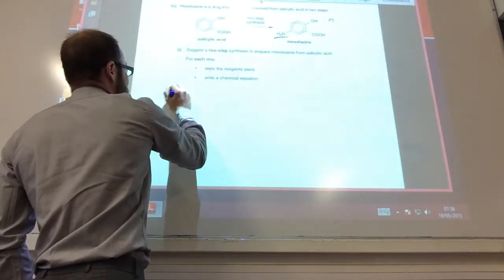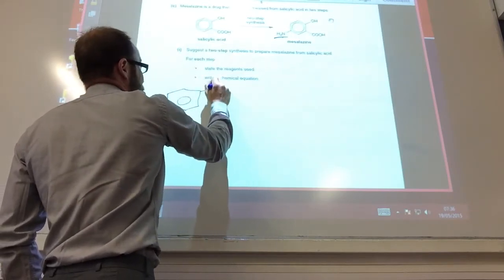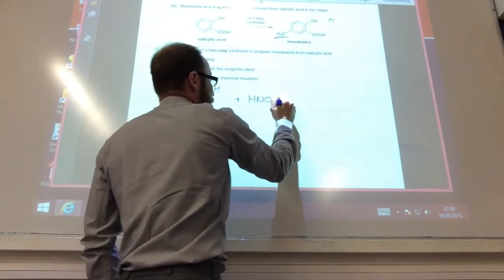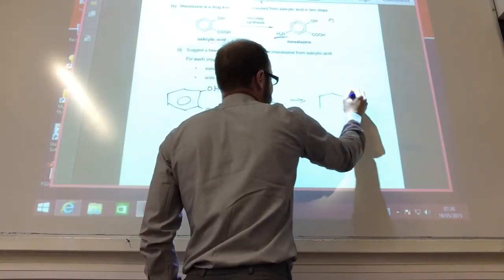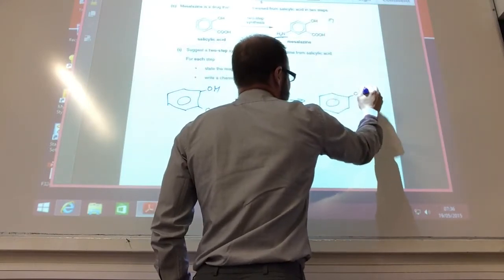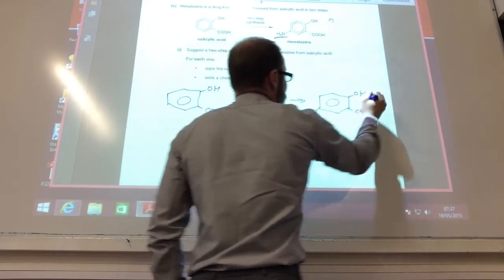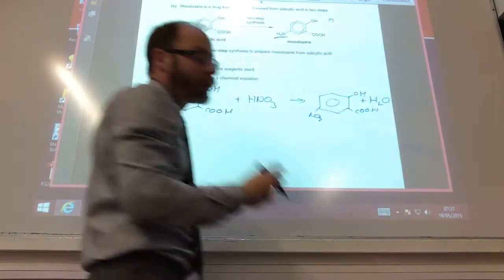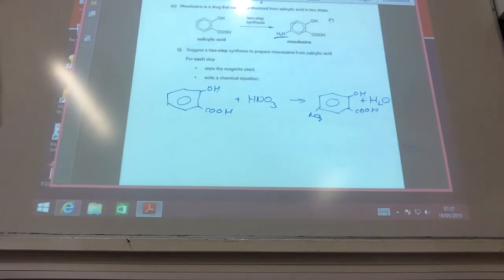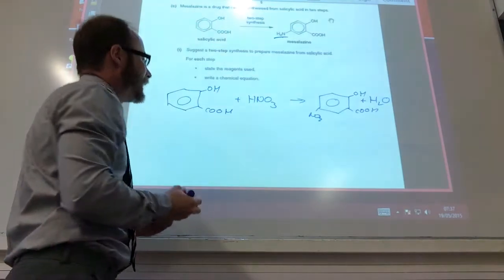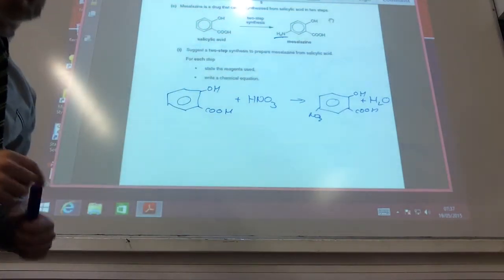The first thing I'm going to do is I'm going to take my salicylic acid, and I'm going to add to it nitric acid. That would introduce the nitro group like so, and I also make water for that. General conditions for that, normally you don't need sulfuric acid for this guy because it's a phenol, so you can just add your nitric acid for that.